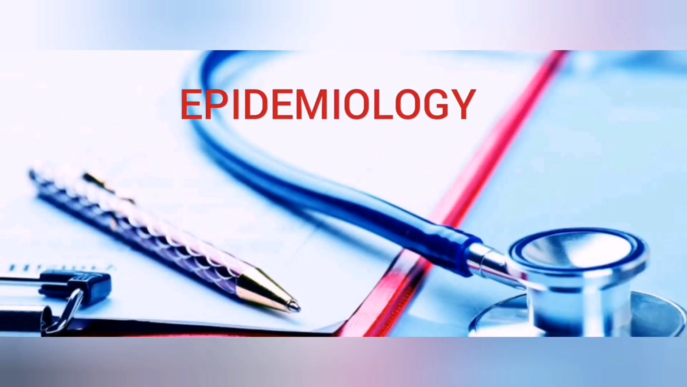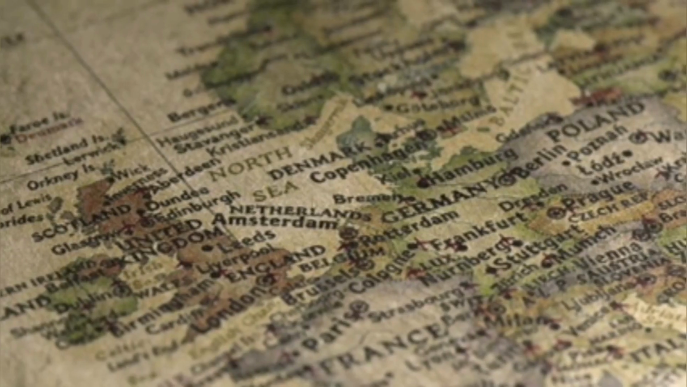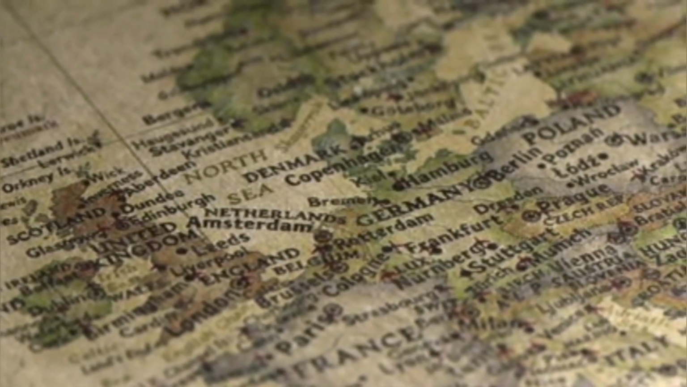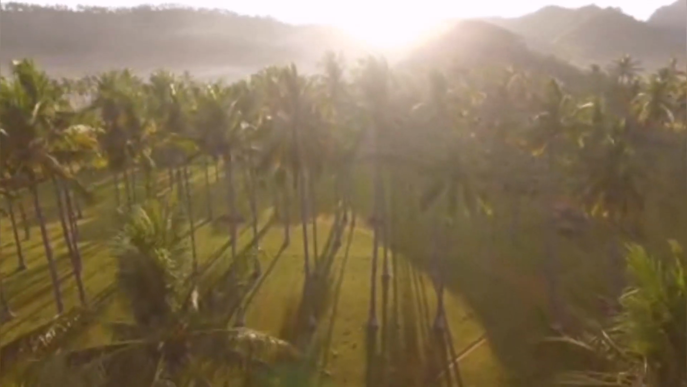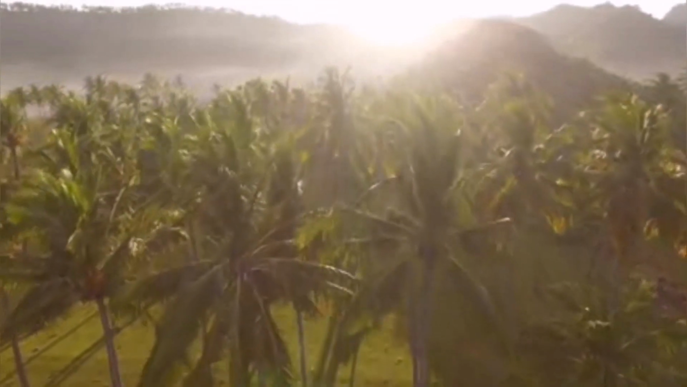Epidemiology. The number of new cases a year of acute encephalitis in Western countries is 7.4 cases per 100,000 people per year. In tropical countries, the incidence is 6.34 per 100,000 people per year.